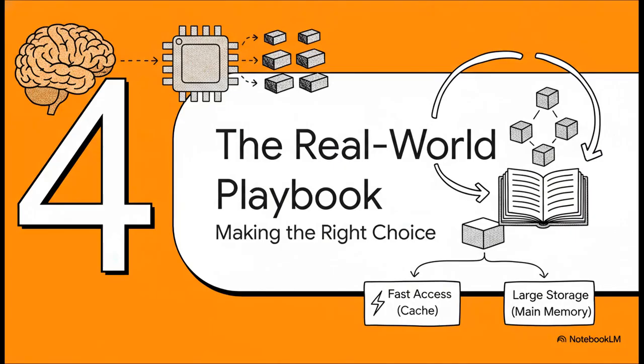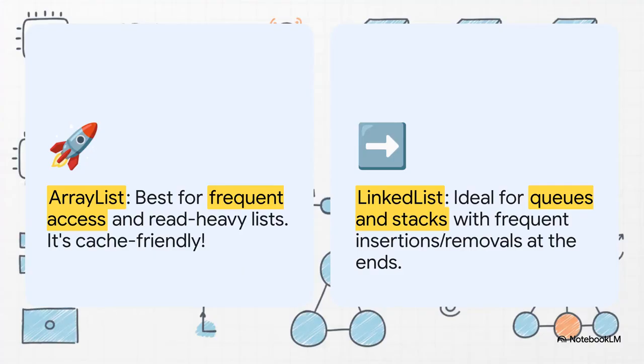Okay, so now that we know the secret, it's all about the cache. How do we actually use this knowledge? Let's build a practical playbook. The choice becomes so much clearer now, doesn't it? You should use an array list, or anything built on a contiguous array, for pretty much any general-purpose list, especially for read-heavy operations or random access. Its cache friendliness should make it your default.